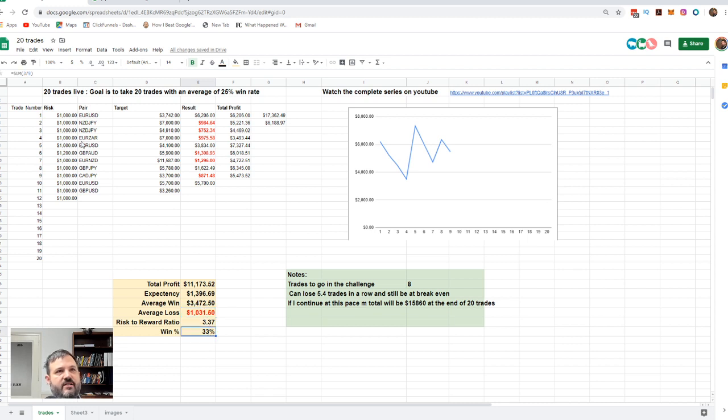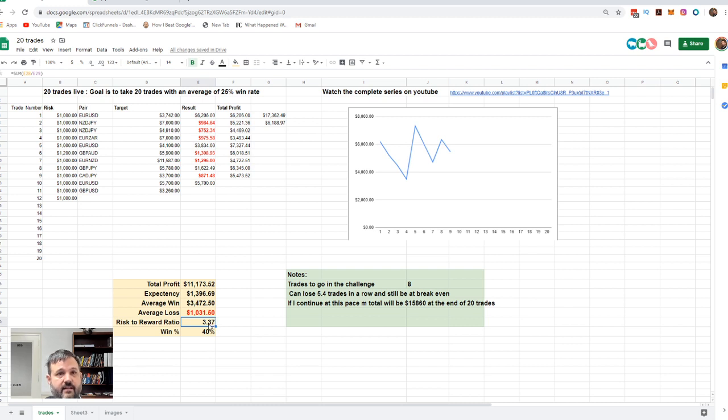My win percentage is 3 divided by 9, but I actually have 10 trades, so it's actually 4 divided by 10. So it's actually bumped up to 40%, which isn't bad. So at 40%, my risk to reward ratio is E28 divided by E29. It's 3.37. Okay, that's pretty good. 3.37.